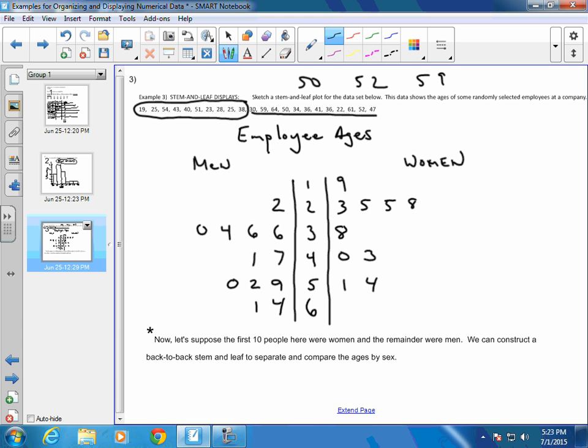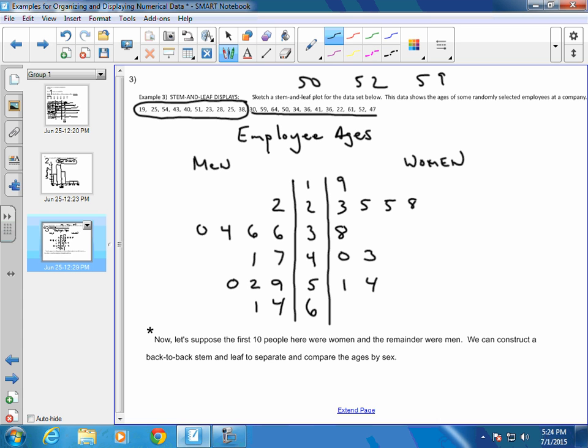So one of the things we use these comparative or back-to-back stem and leaves for is to compare our data sets very quickly. We notice the men's ages are slightly shifted to the higher end. Right? There are no men in the teens. There are a bunch of women in the 20s, only one man. Looks like the male ages are slightly shifted more towards the high end.